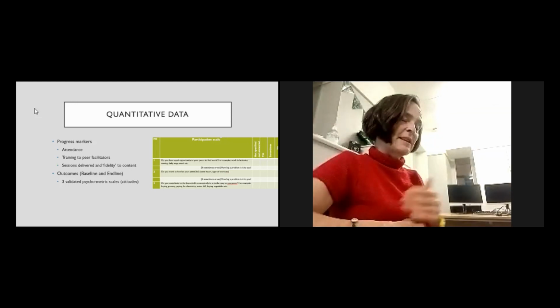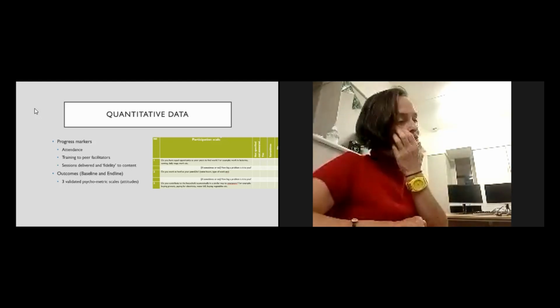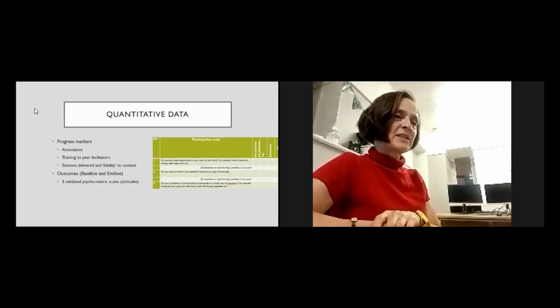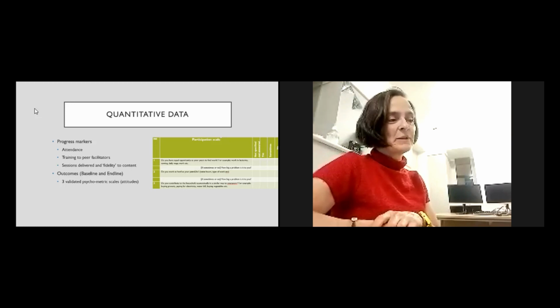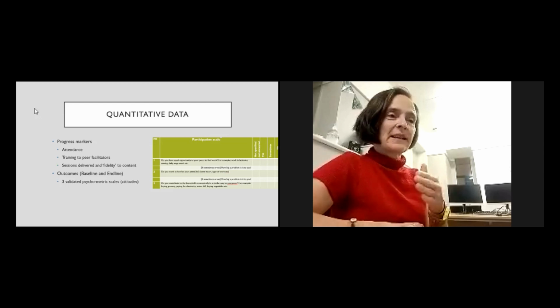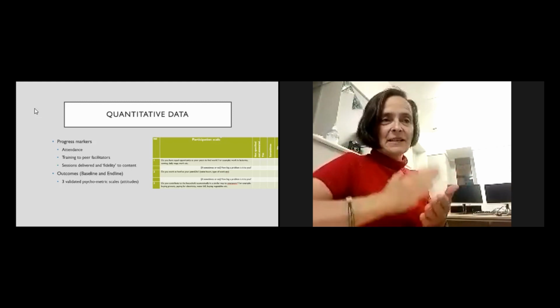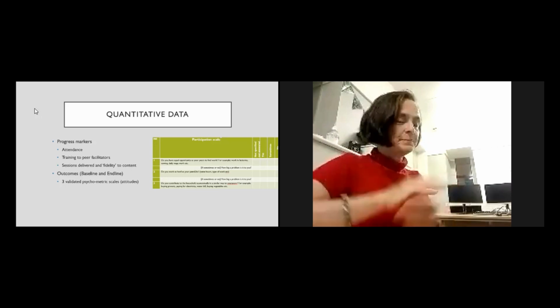And then we also had some outcome measures. So we used 3 psychometric scales. One of them was the participation scale, which is a scale that's been developed to look at how well people participate in this setting, for South Asia. So something like, do you have equal opportunity as your peers to find work? And then they can say yes, sometimes, no.